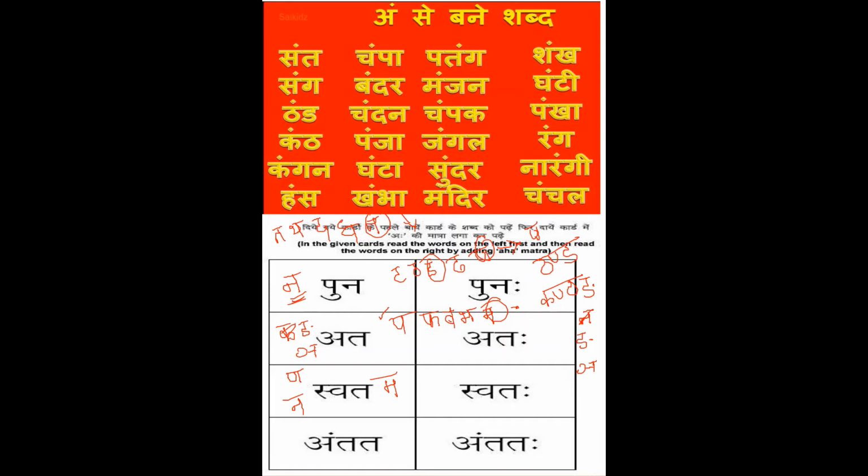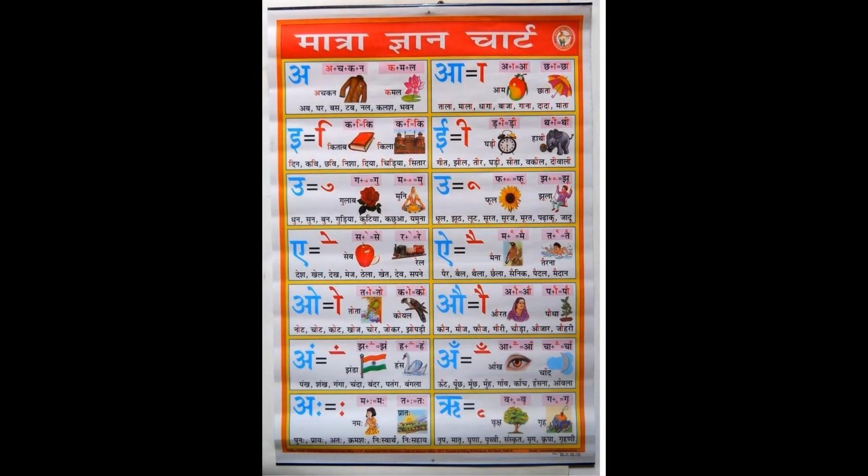So punah, atah. This dot is called visarga. What is this called? Visarga. Only Sanskrit words use this. Punah, atah. The ha sound will come. Punah, atah, swatah, antatah. Only Sanskrit words use it like this. Next, children, moving ahead. Now you all know these matras.